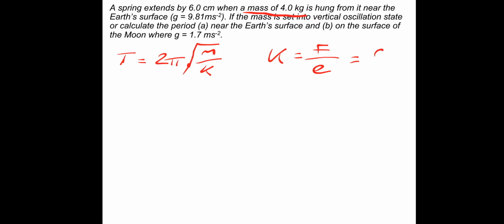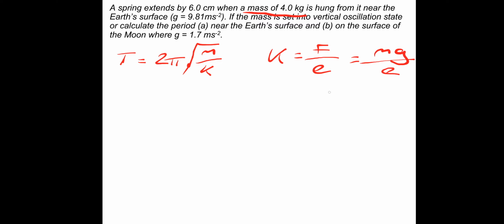So what we're going to do is use the time period equals 2 pi square root m over k. We've got the mass, 2 pi is obviously a number, we just need k. So k is equal to force over extension, and you can use x or delta L or e, it's completely up to you. The force will be the weight, and the weight we will get from the mass, so that would be mg divided by the extension.